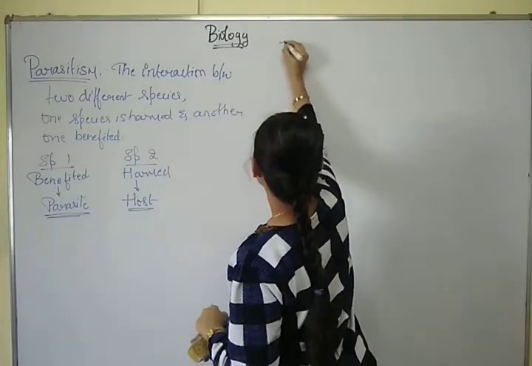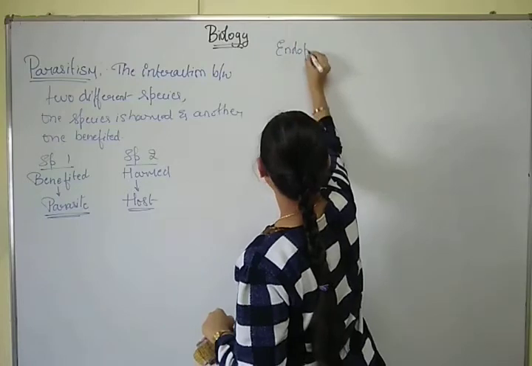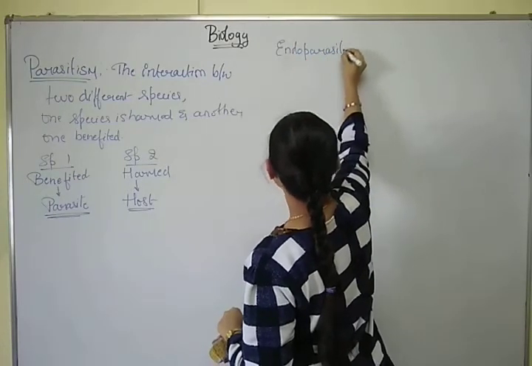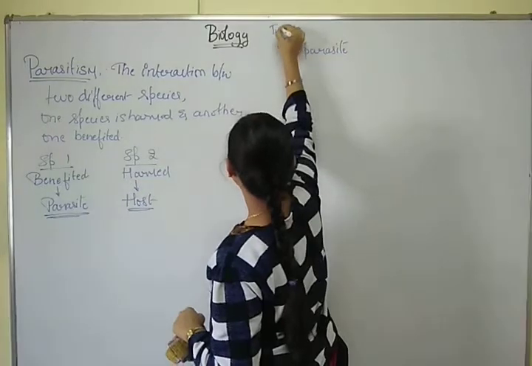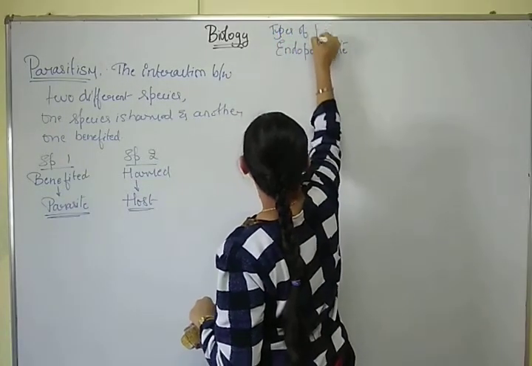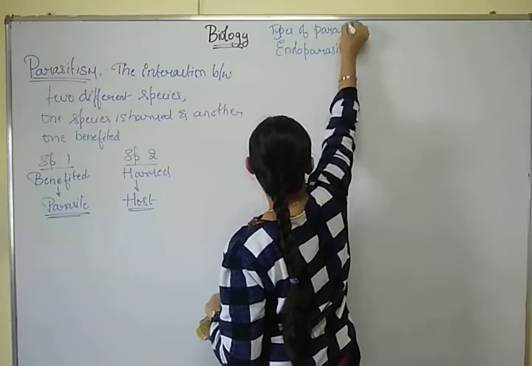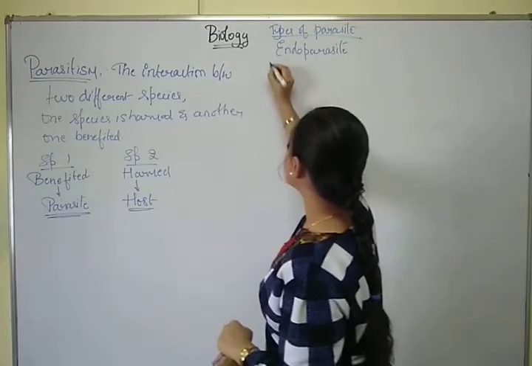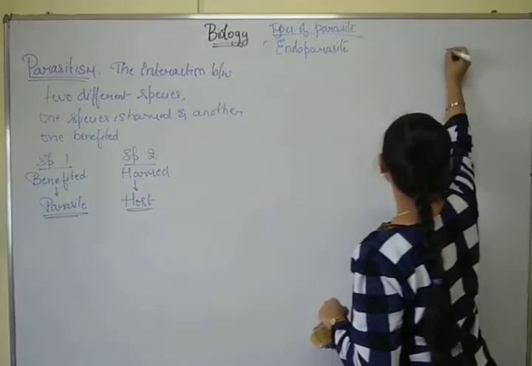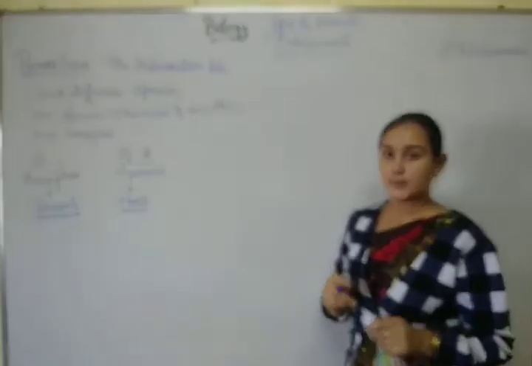In parasites there are two types. The first one is the endoparasite and the second one is the ectoparasite. Endo and ectoparasite. First let's discuss the endoparasite; we shall see the ectoparasite later.